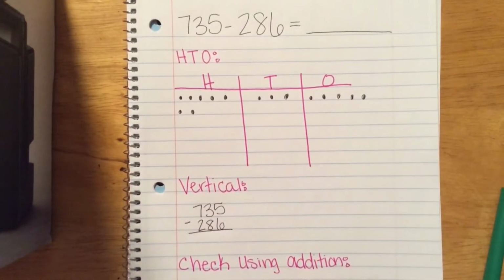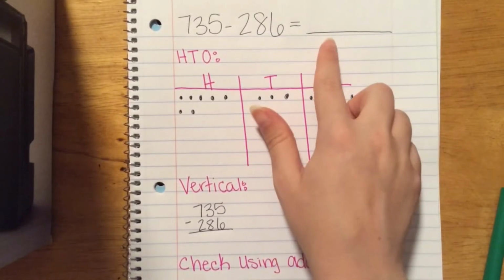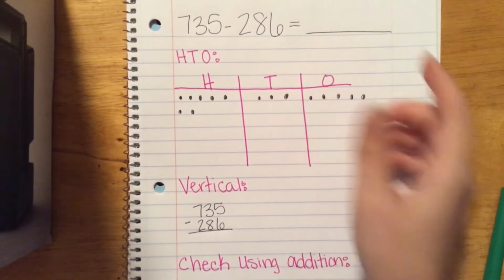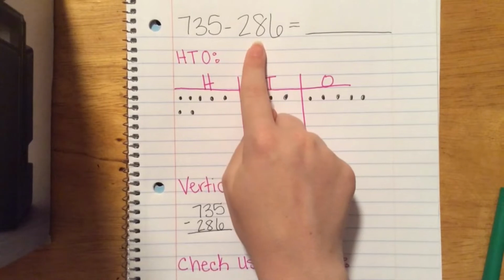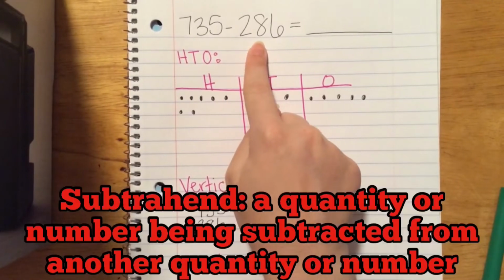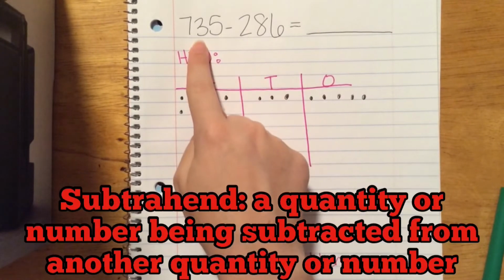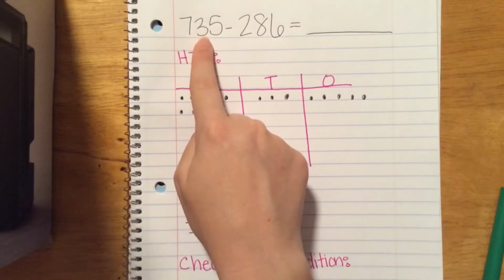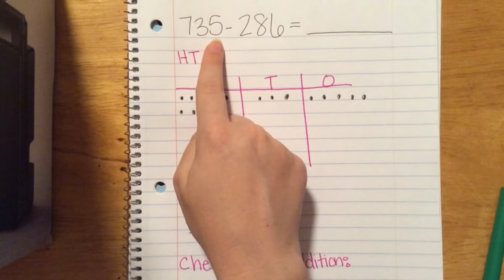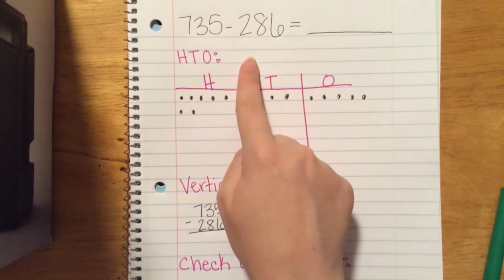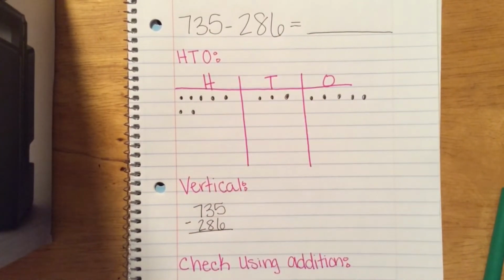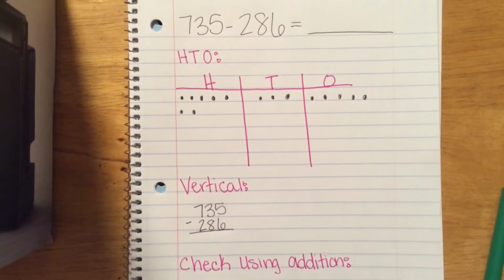When we check using addition, we take our difference, our answer from our subtraction equation, and we add it to the smaller subtrahend to check to see if we get the largest subtrahend as the addition equation answer. If we get 735 by adding our difference to 286, we will know that we got it correct. So let's start with our HTO chart.